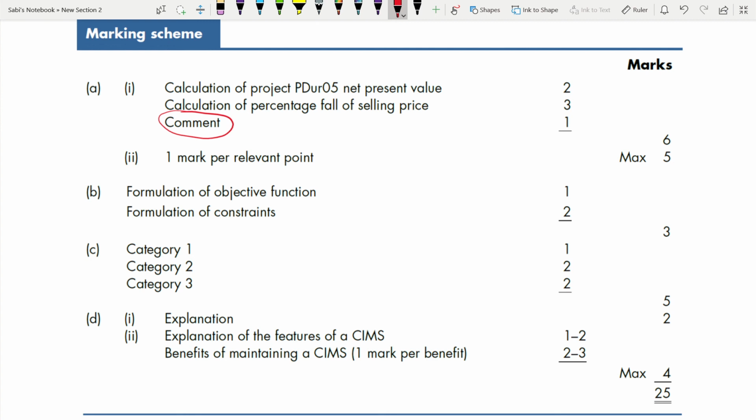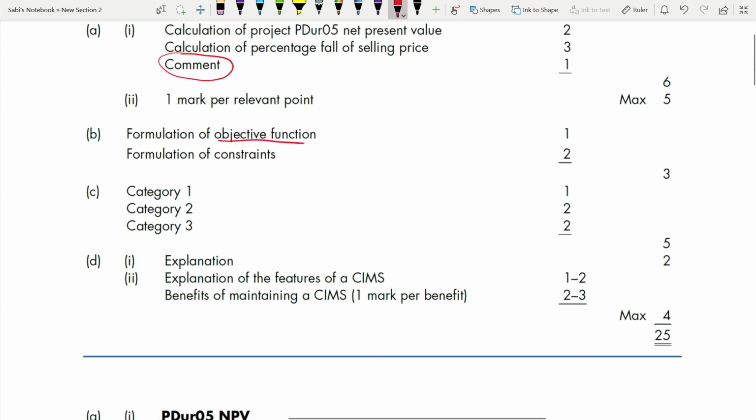Right? Part B, linear programming. The formulation of the objective function, that is to maximize the net present value, is only 1 mark, and formulation of constraints for year 1, 2, 3, 2 marks. Next, to understand each category 1, 2, and 3, 1 mark for category 1, and 2 marks for category 2 and 3. And finally, part D, explanation is 1 to 2, and explanation of the features of CIMS is 1 to 2, and the benefit is 2 to 3. Right? So that's it.